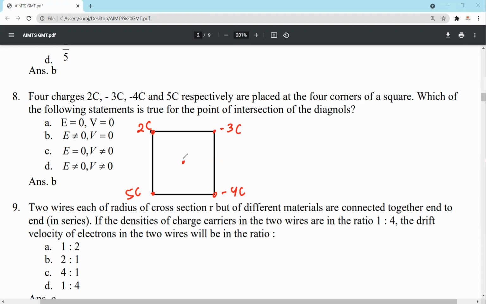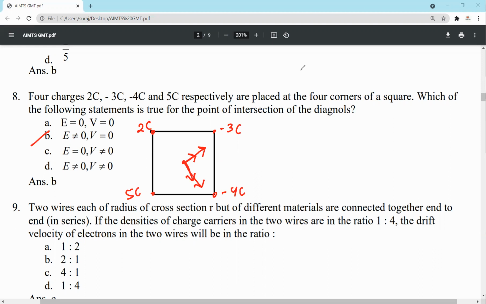Due to 2 coulomb, it will be away. Due to minus 4, it will be towards. Due to 5 coulomb, it will be away. Due to minus 3, it will be towards. So the net electric field won't be 0. Option B is correct because net vectors won't cancel out.